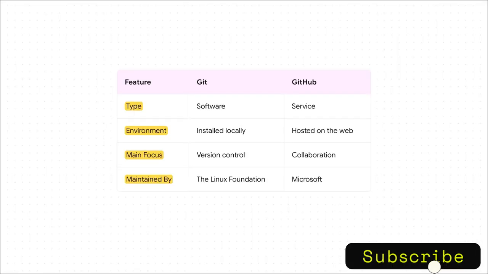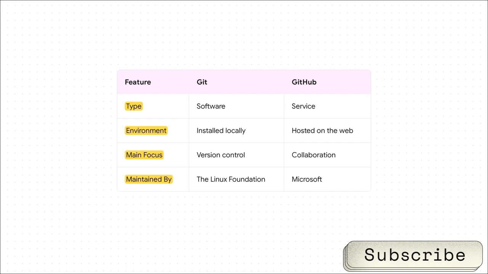For type, Git is software, GitHub is a service. Environment, Git is installed locally on your system, GitHub is hosted on the web, it's cloud-based. Their main focus? Git is all about version control and history, while GitHub is about centralized hosting and collaboration. And who maintains them? Git is looked after by the Linux Foundation, while GitHub is owned by Microsoft. See? Totally different things, but they work together like a dream.